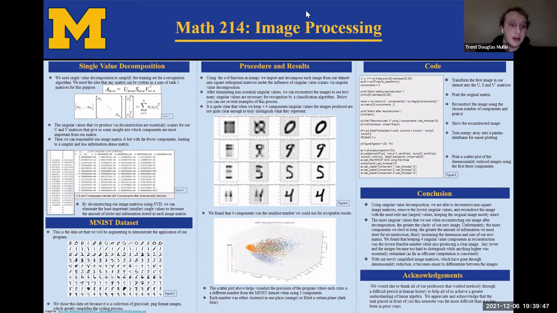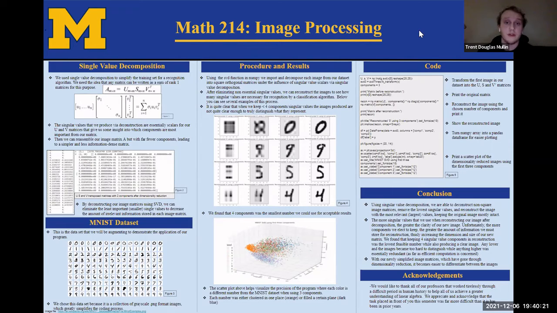All right, we'll be using the MNIST data set and augmenting it to demonstrate the application of our program. You can see it below in figure 3 that it's a collection of handwritten numbers, 0 through 9. This is just a small part of it, and it contains a lot more. Each of these is handwritten differently. We chose this data set because we wanted a grayscale image rather than an RGB image, because it's easier to deal with one matrix rather than an RGB image with 3 matrices. Right. And now we move over to the procedure and results.